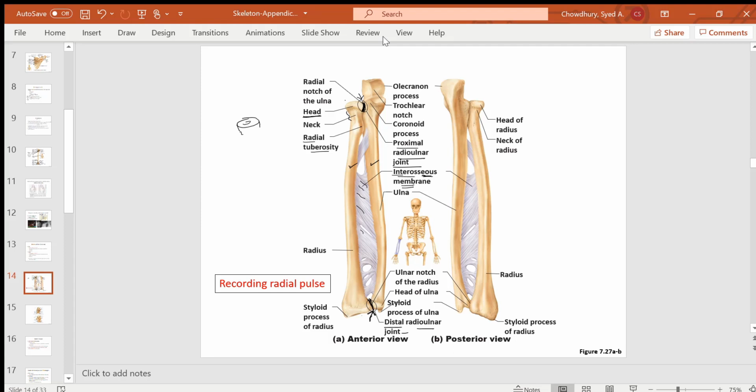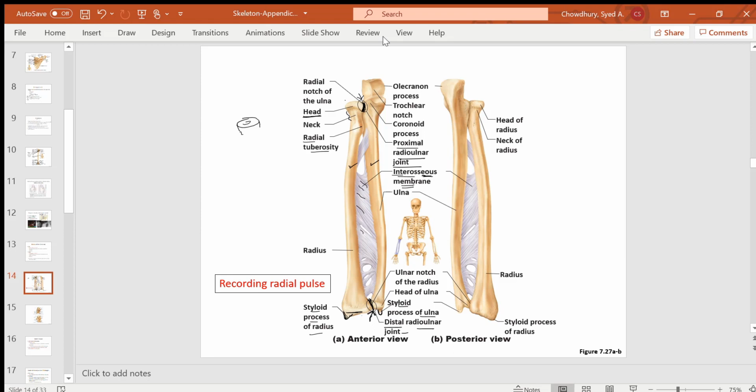At the lower end, you see a small extension further downwards from the lower end of the radius, and this extended downward part is called the styloid process of the radius. Same thing you have in the ulna here. You see the tiny extended portion further downwards, that is called the styloid process of the ulna. So these are styloid processes at the lower ends of the radius and ulna. So that is the radius.